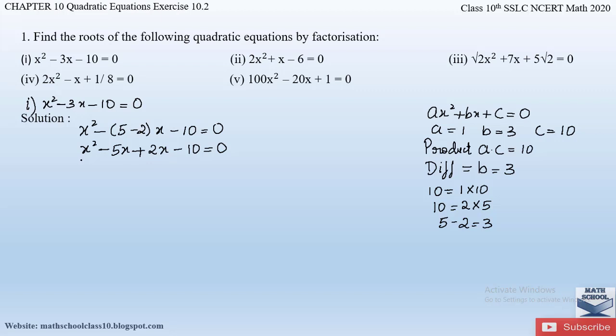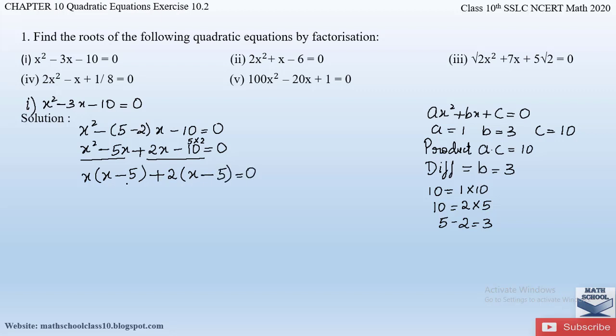Now let us take common between these two terms and these two terms. What is common between x square and minus 5x? x is common, so x is left behind in the first term, and minus 5 is left behind here. Whatever the sign is, we take the same sign, plus. What will be common between 2x and minus 10? Minus 10 can be written as 5 into 2, so 2 can be taken out common. If you take out plus 2 common, x will be left behind here. Now plus into minus will be minus, so minus 5 will be left behind here, equal to 0.